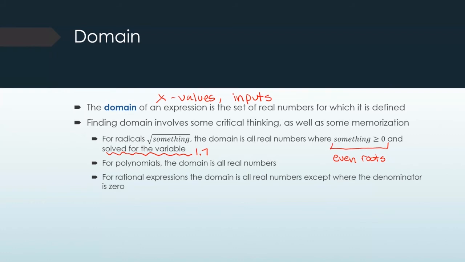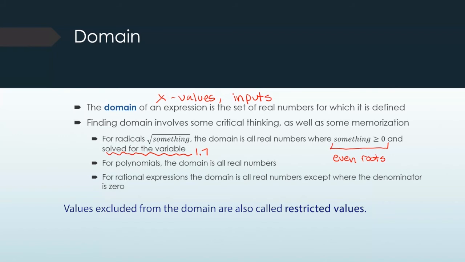And then for rational expressions, the domain is all real numbers except where the denominator is 0. That's because you can't divide by 0. If you divide by 0, you get undefined. So any value for x that makes the denominator 0 gives us undefined, and so we can't plug that number in. Those values are excluded from the domain. That's the part where we really have to talk about domain because of rational expressions, because we have to take that into account.